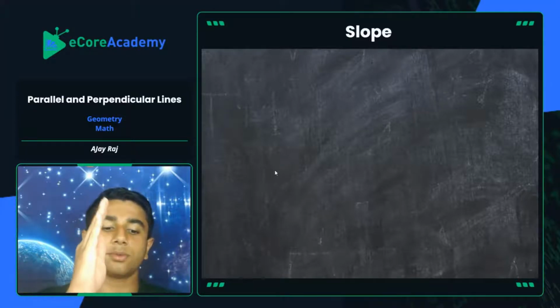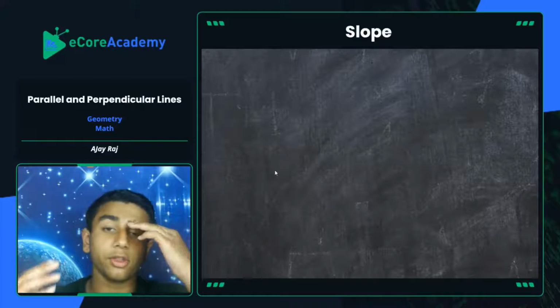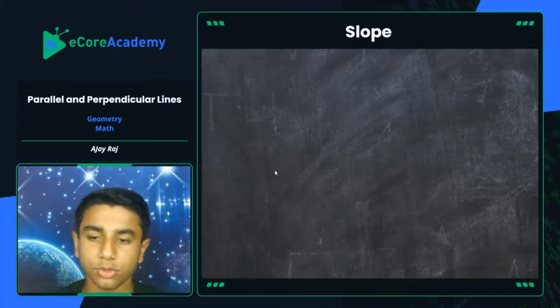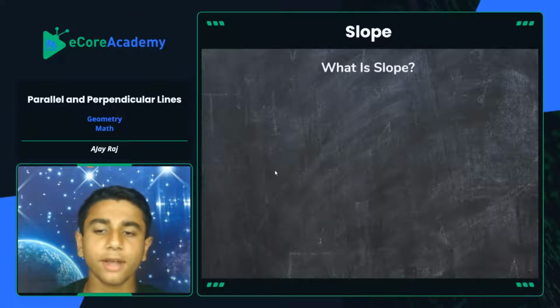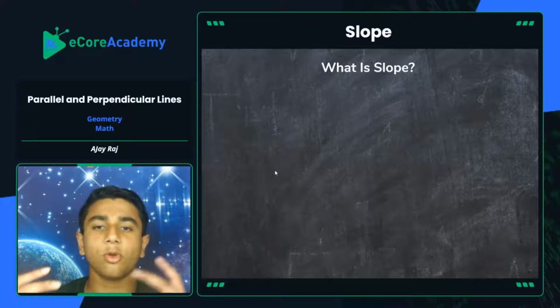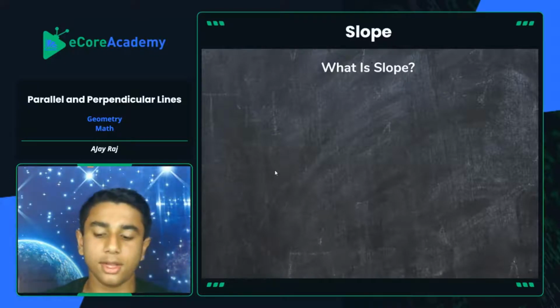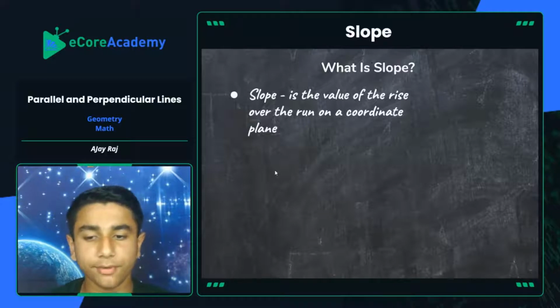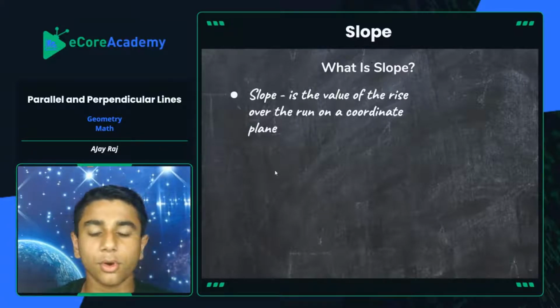It's the y-axis, which intersects the x-axis. You should have already learned that in algebra and pre-algebra. But if not, I will draw it for you right now. But we're going to have to figure out what slope is before we actually get into identifying what parallel lines and perpendicular lines are. And I will show you that in our later slides. So what is slope? Slope is the value of the rise over the run on a coordinate plane.